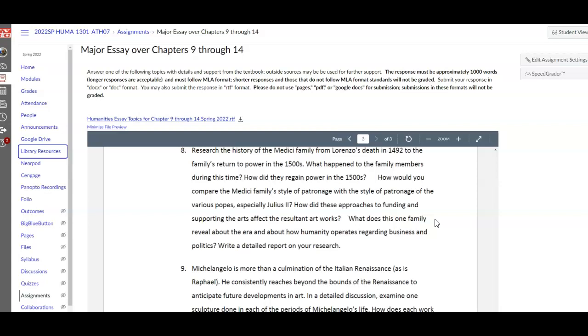And then how does this one family and its support, what does that show us about this era? That way that one family could be so dominant. And what does it show us about business, politics, finance, all those areas that the Medici family really dominated, not just in Florence, but really across Europe for quite some time. So that's what that topic asked you to look at.